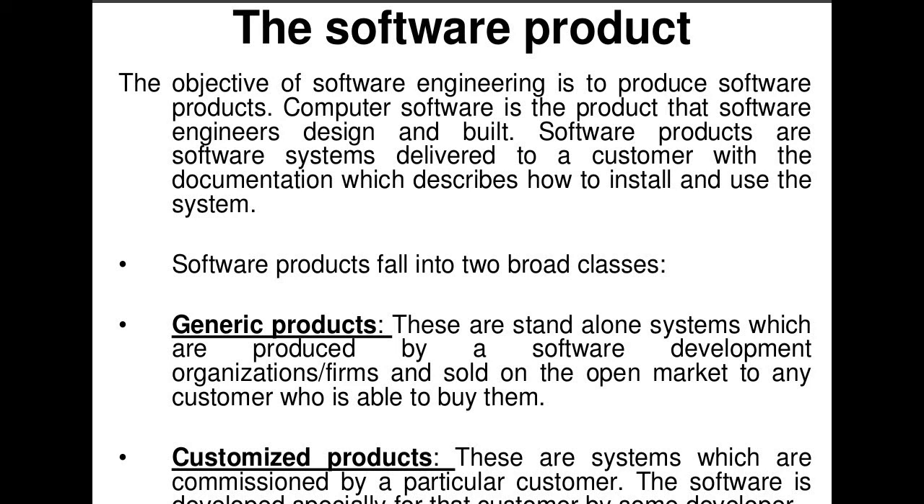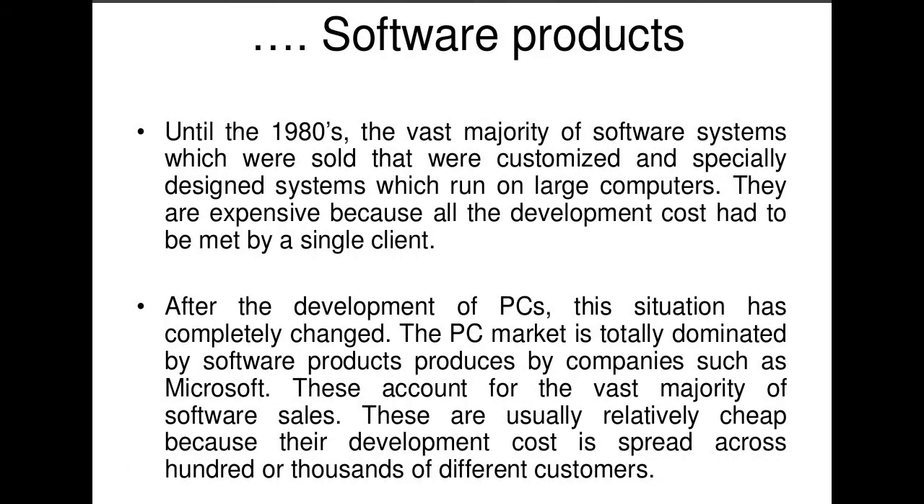Generic products are stand-alone systems which are produced by software development organizations or firms and sold on the open market to any customer who is able to buy them. And customized products are systems which are commissioned by a particular customer. The software is developed specially for the customer by some developers. Until the 1980s, the majority of software systems sold were customized and specially designed systems which ran on large computers. They were expensive because all the development cost had to be met by a single client.